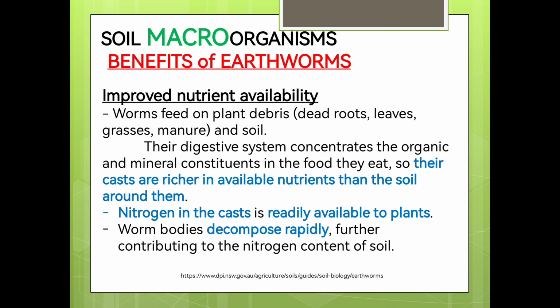When those worms excrete, they produce cast, and those casts are very rich in nitrogen, which is readily available to plants. And when the earthworms die, they can also contribute additional nitrogen to the soil. That's why they are one of the major sources of nutrients in the soil.